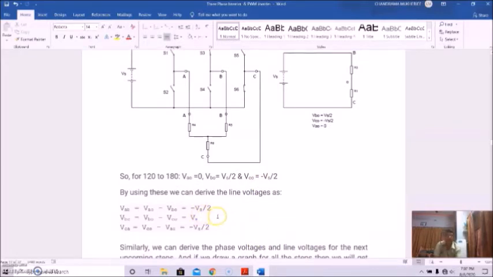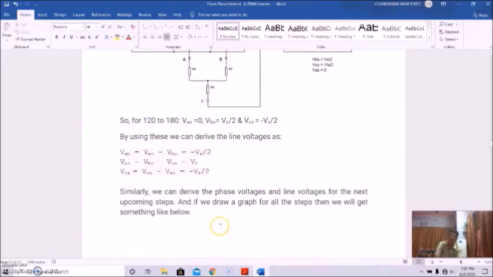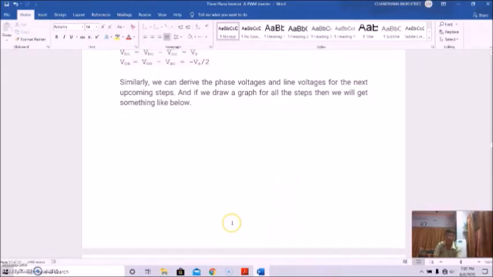So by using this, we can derive the line voltages as VAB equal to VAO minus VBO equal to minus Vs by 2, VBC equal to VBO minus VCO equal to Vs, and VCA equal to VCO minus VAO equal to minus Vs by 2. Similarly, we can derive the phase voltages and line voltages for the next upcoming steps. And if we draw graphs for all steps, then we will get something like below.